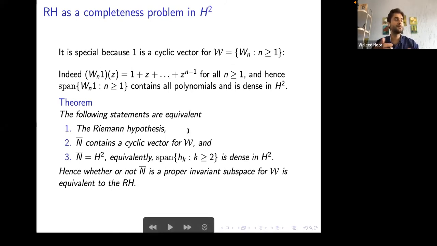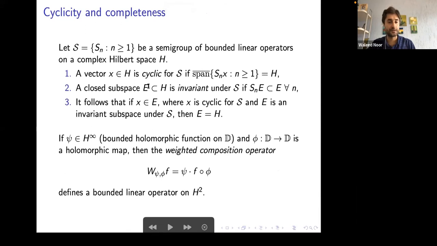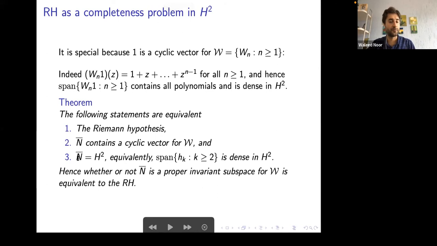So this allows us to further generalize, or you could say strengthen, the Duarte criterion as follows. The Riemann hypothesis is equivalent to the fact that the closure of N contains a cyclic vector for W. And equivalently, as we mentioned here, if a subspace contains a cyclic vector, then it must be the whole space. So in other words, we actually have completeness. This means that the closure of N is the whole space, or the span of HK is dense. So the approximation problem is equivalent to a completeness problem.